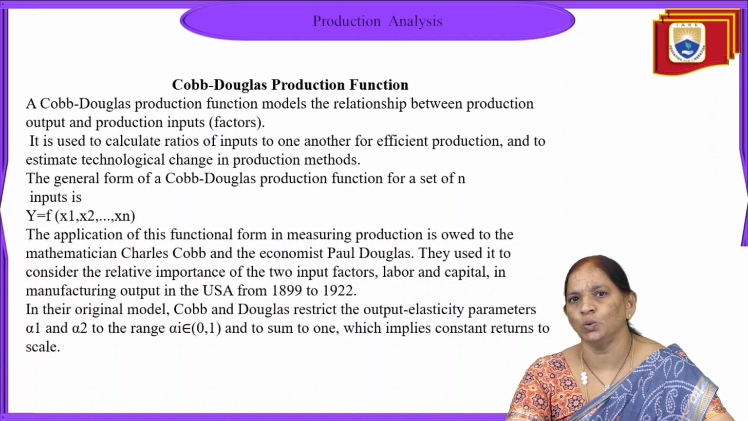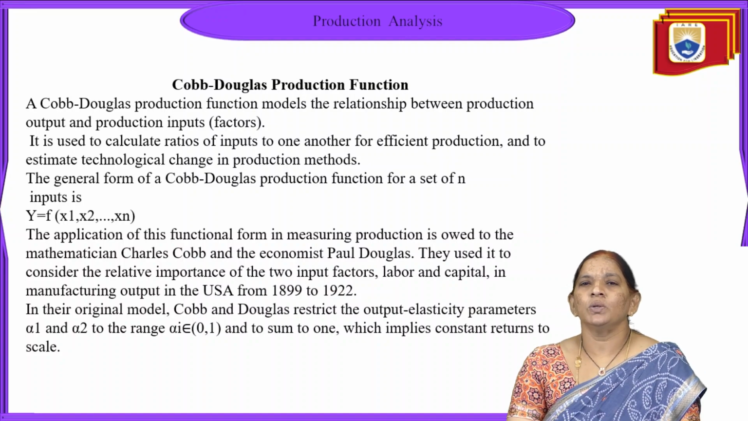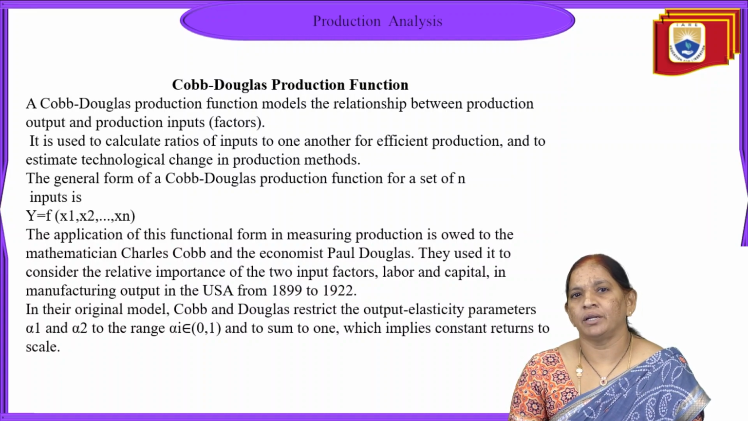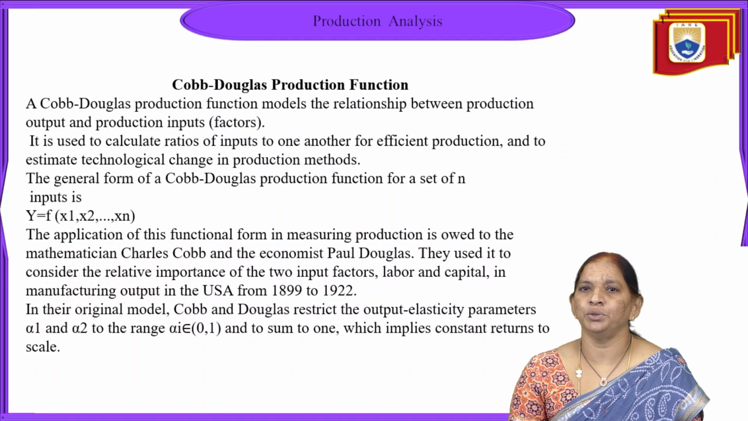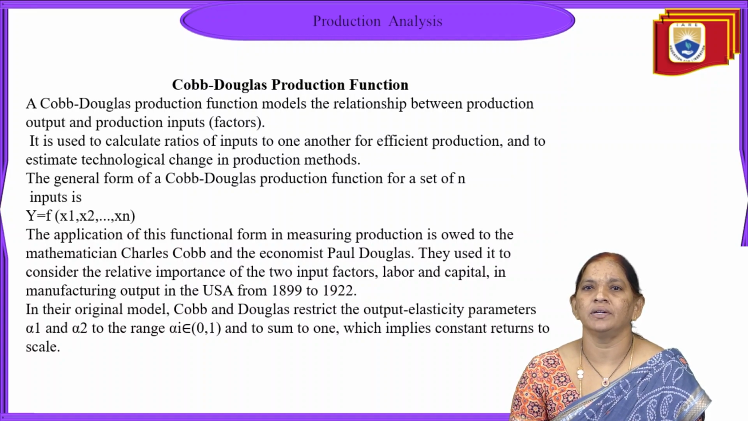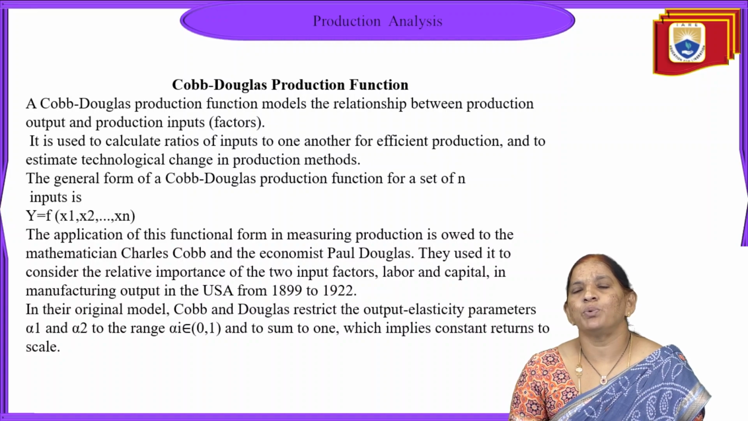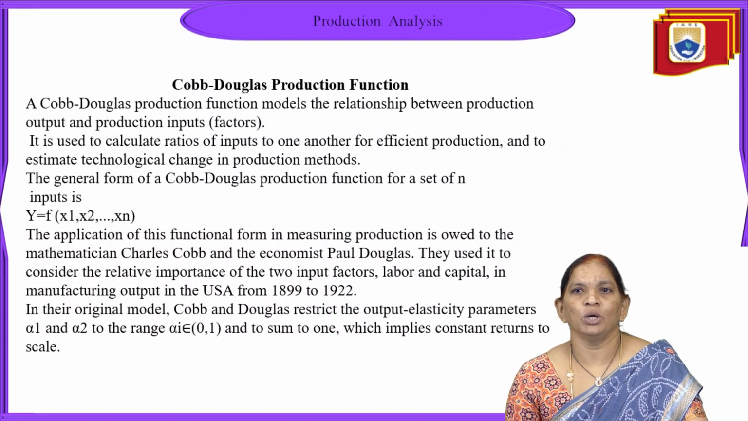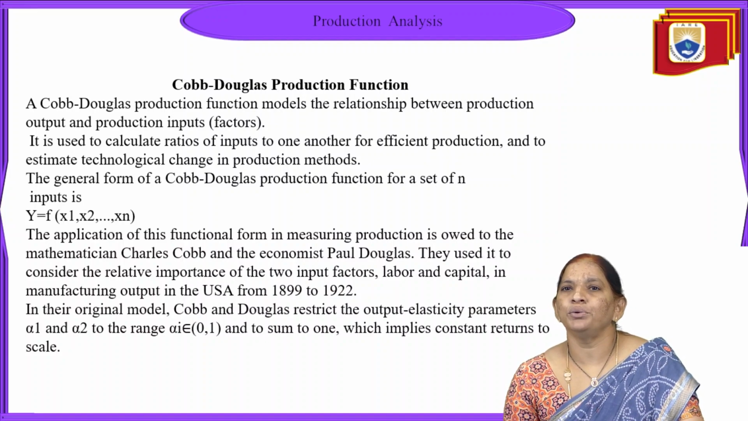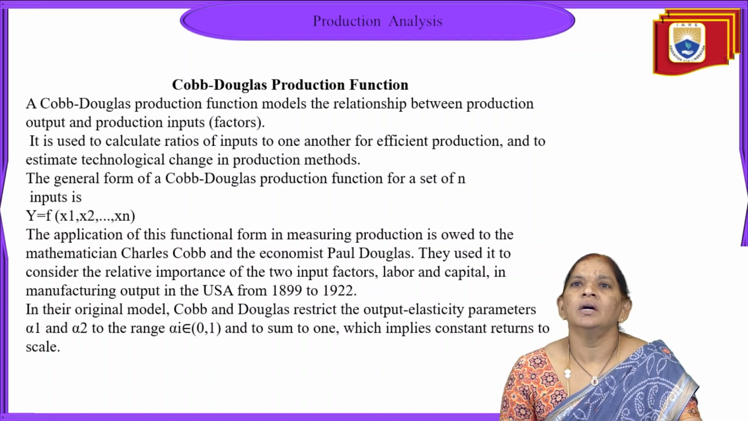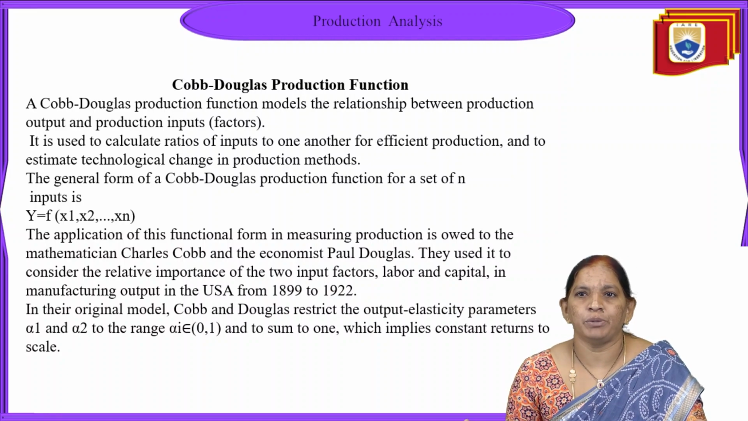So for that they have taken two factors or two inputs in this original model, where Cobb and Douglas restricted their output elasticity parameters, that is alpha 1 and alpha 2, to the range of 0 to 1, to sum to 1, which implies constant returns to scale. So this production function was given through mathematical expressions by Cobb and Douglas, with these alpha 1 and alpha 2 whose sum is the elasticity parameters, means what type of inputs, that is labor and capital, were taken.